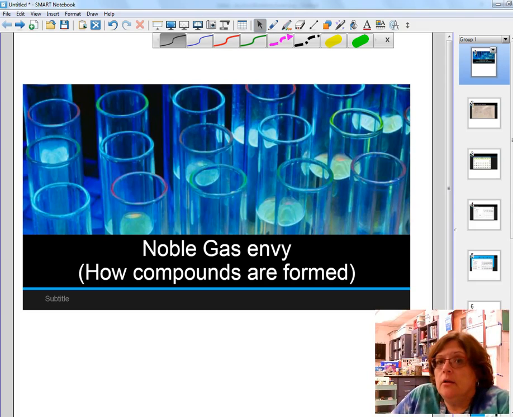Yesterday you all got yellow pieces of cardstock and you took notes on atoms and elements. Today we're going to talk about compounds, so please get those back out. Please take notes on them.